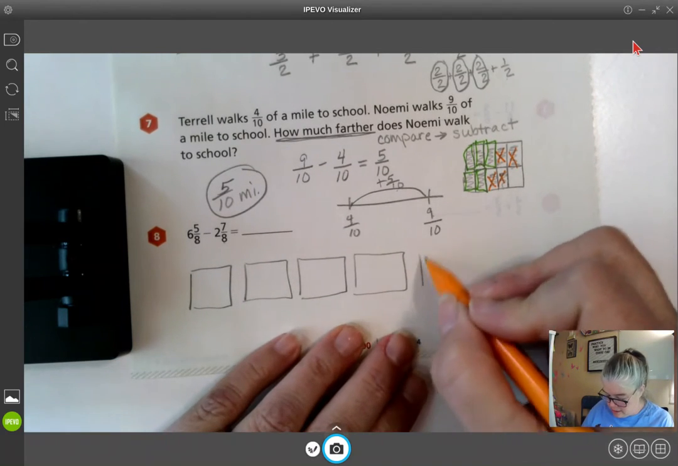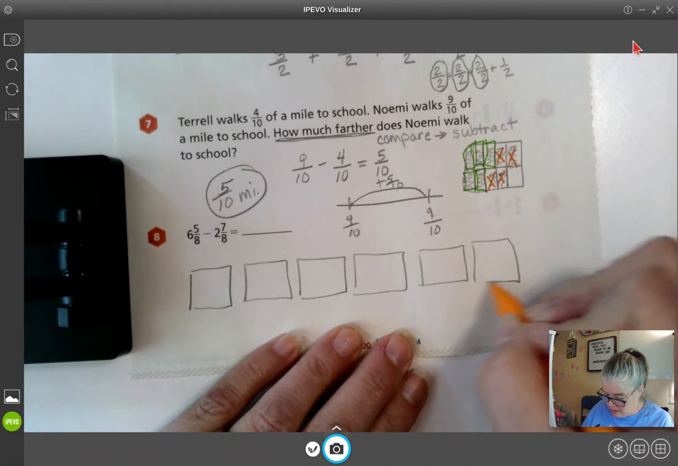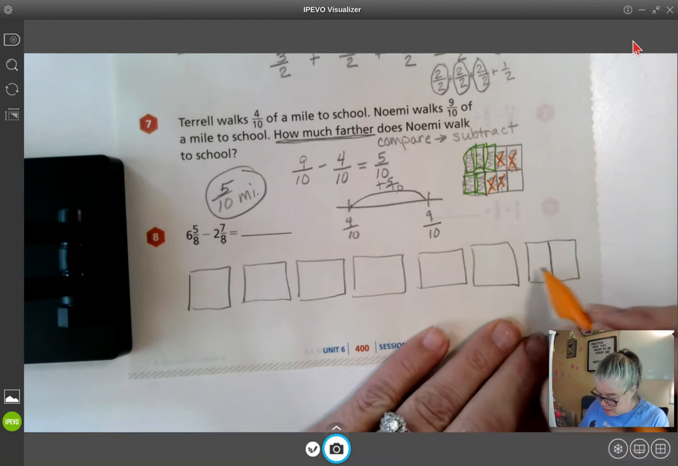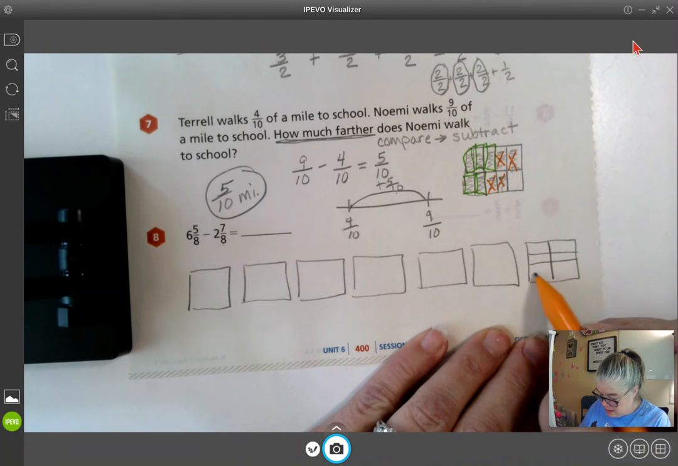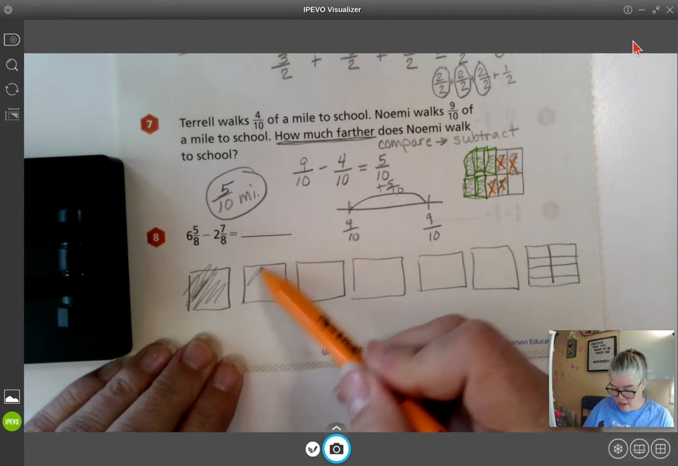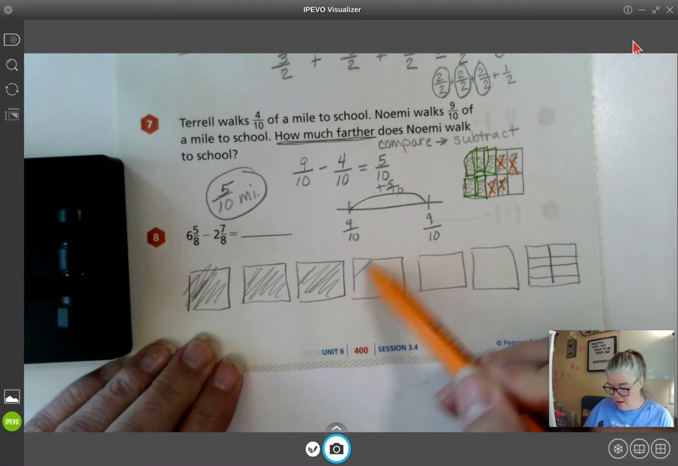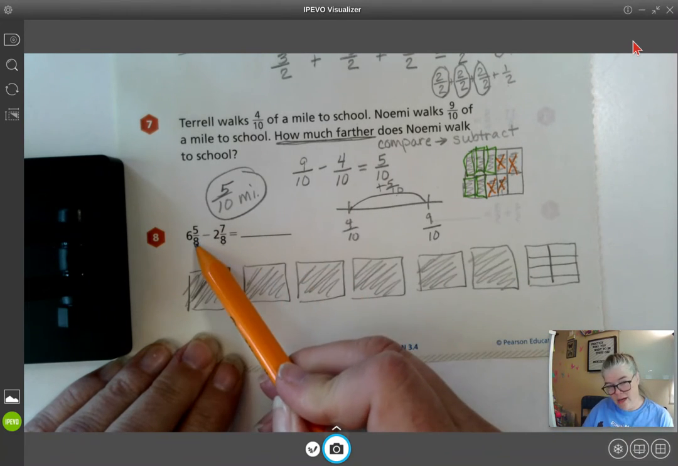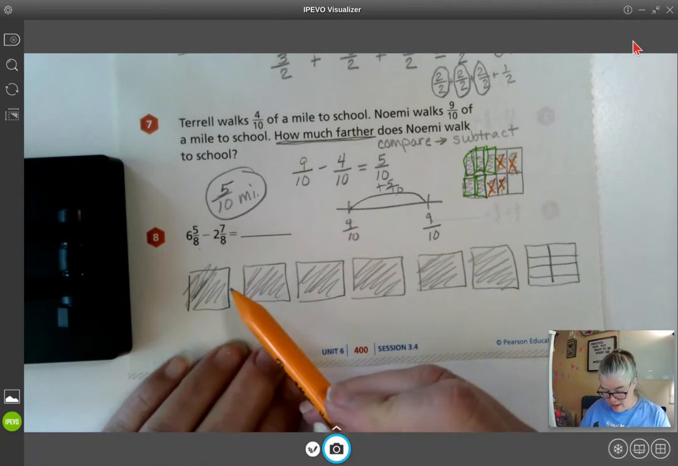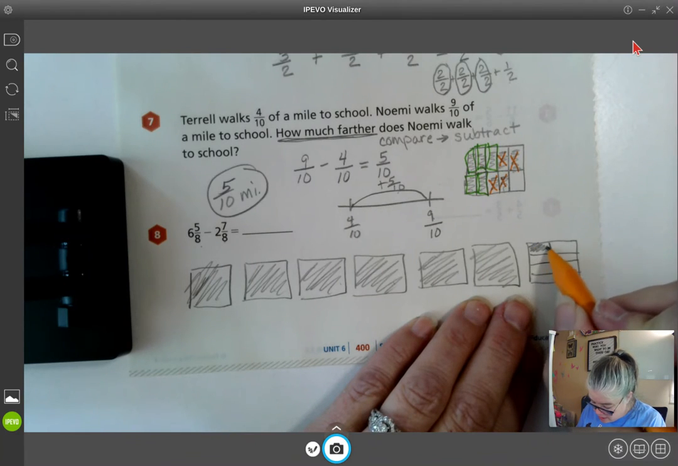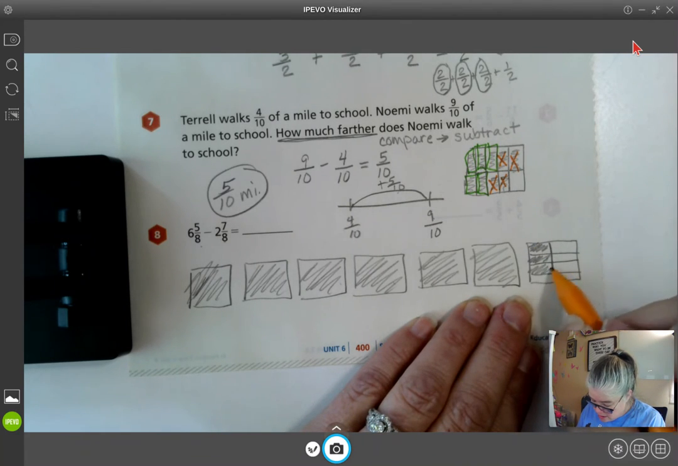So I'm going to draw 6 rectangles, and then I need 5/8 of the next. So I have to draw that next rectangle and break it into 8 equal pieces. I'm going to make fourths and cut each of them in half. I've got 8ths. So 6. 1, 2, 3, 4, 5, 6. And then it says 5/8. So 6 and 5/8. Here's 1, 2, 3, 4, 5, 6 is my whole number part. And then I need 1, 2, 3, 4, 5/8.